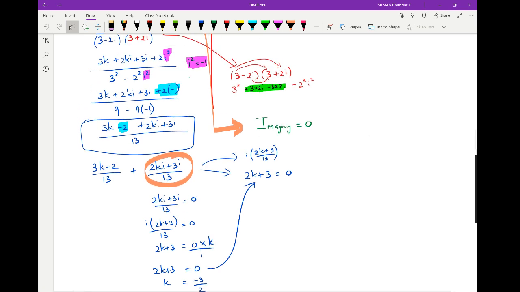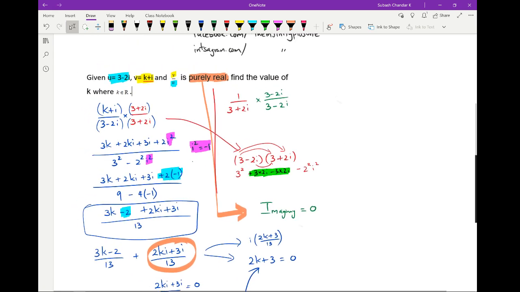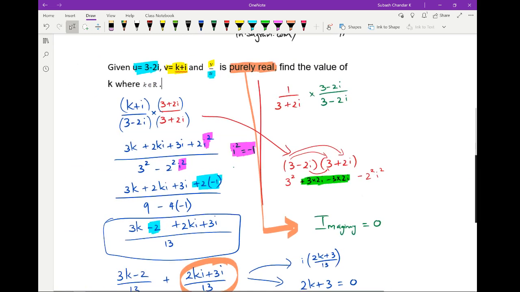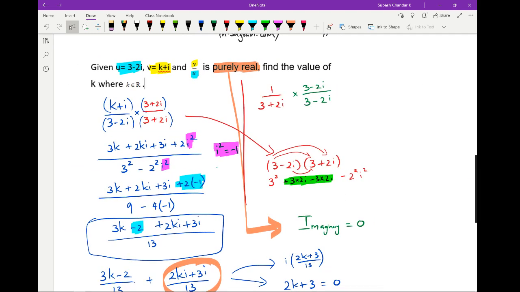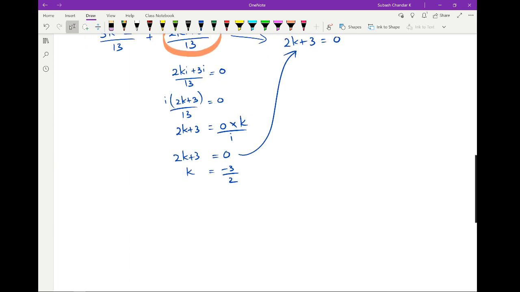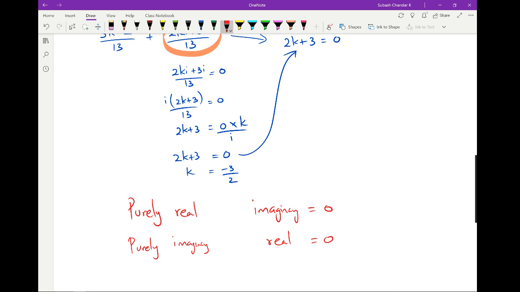Yeah, so just a couple of things for you, Friction, is this. When they say purely real, that means the imaginary part is equal to 0. Okay, so just some notes here. Purely real means imaginary part is equal to 0. If they say purely imaginary, then the real part is equal to 0.